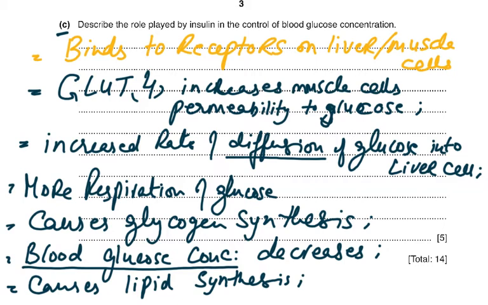Then this will increase the rate of diffusion of glucose into liver cells. Then more respiration of glucose, so more ATP will be formed. Then causes glycogen synthesis, because with more glucose entering, it has to be converted to glycogen, which is an insoluble, compact molecule. Then it causes lipid synthesis, because naturally if you eat a lot of sweet stuff, you're going to get fat because lipids are going to be formed. Fat is deposited under the skin, and the blood glucose concentration will decrease.